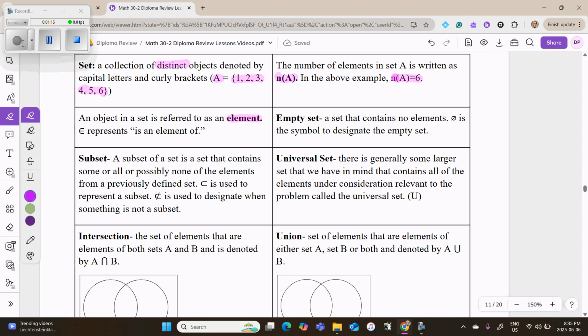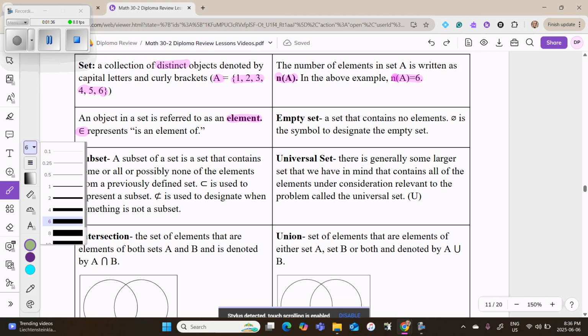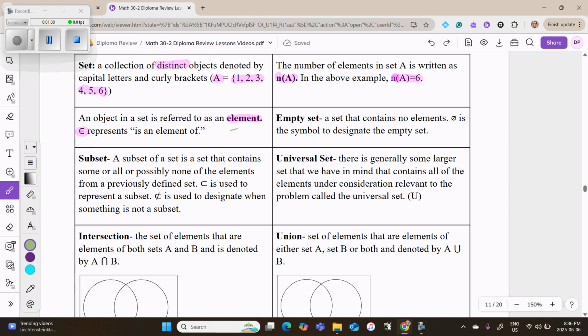We've got this symbol here that represents element of. We've seen it when we talk about domain and range notation, such as X is an element of the reals. And remember that if I put a line through it, that means not an element of.